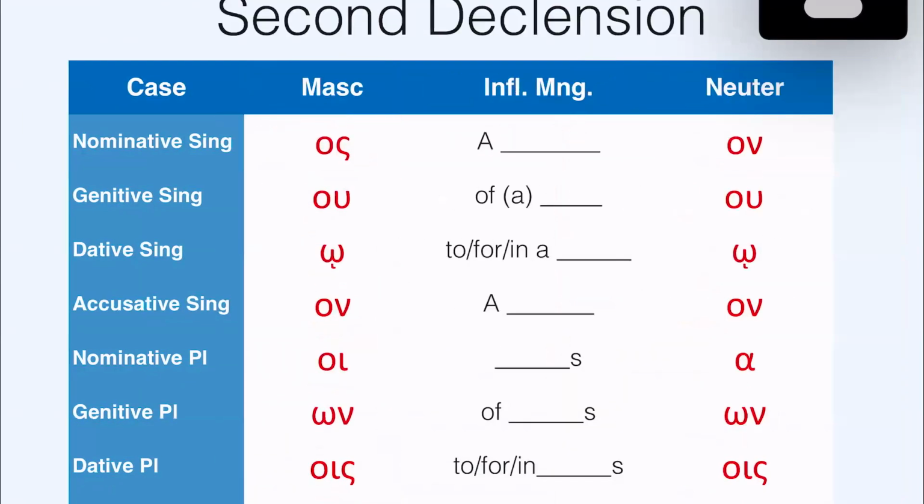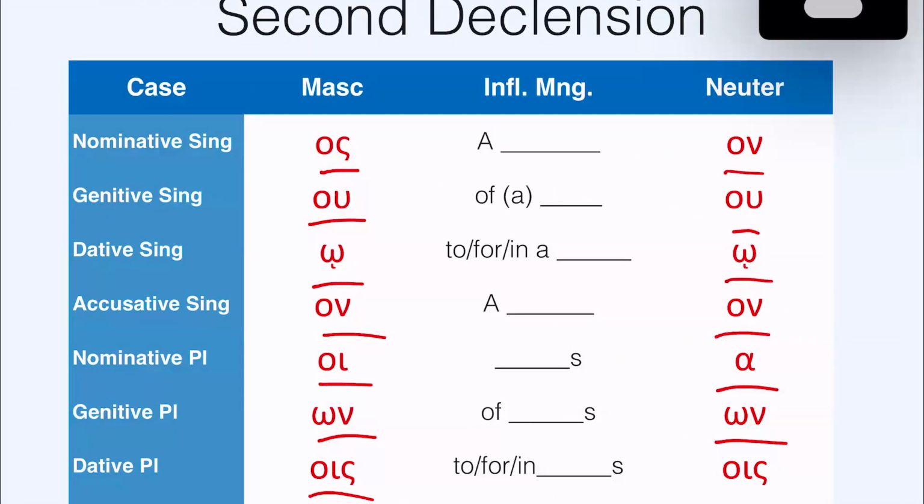So again, what I want you to do is just memorize the endings. Os, u, o, on, oi, own, ois, us. And for the neuter, on, u, o, on, a, own, ois, a.